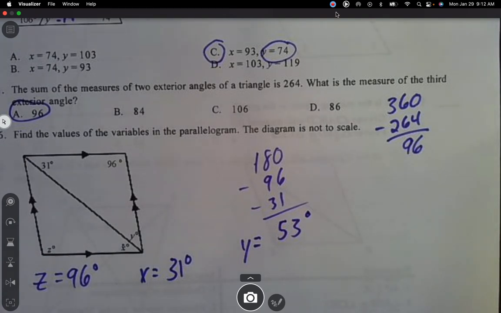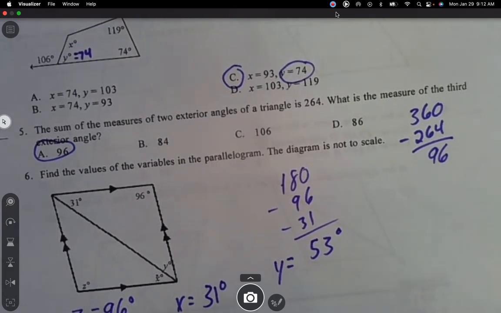I don't count it if you don't put the degree sign. But it is degrees. Got all those? 1 through 6? All 6 of them. Oh, hold on. Okay, sorry.